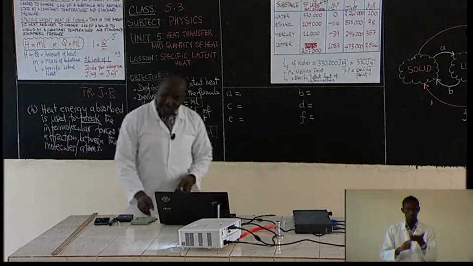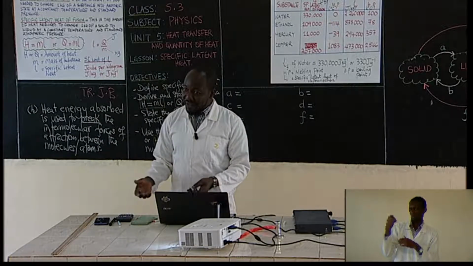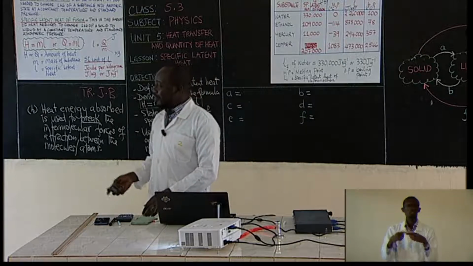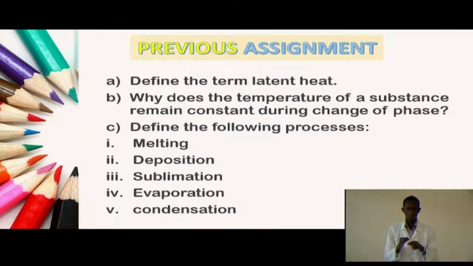I think that was maybe the most complicated question that I left you with. Otherwise, the rest are easy. Define the following processes: melting, deposition, sublimation, evaporation, condensation. These ones are quite easy.